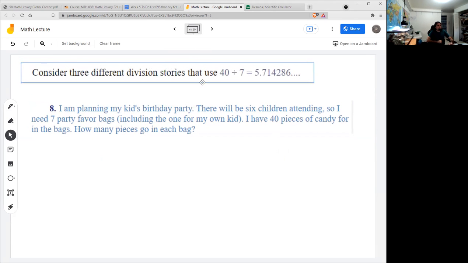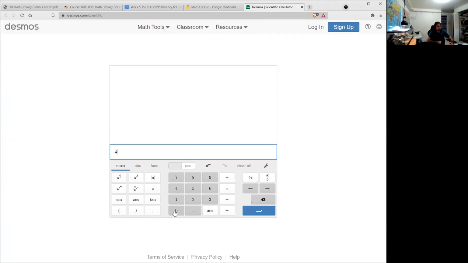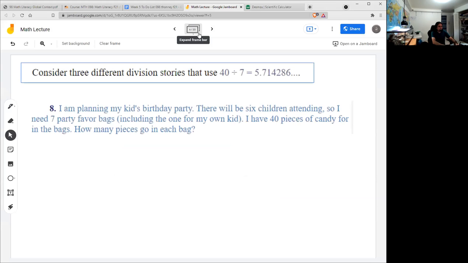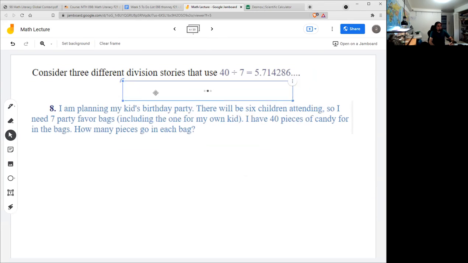If I do 40 divided by 7, I get this long decimal. Most of these digits are garbage. You don't use the Desmos calculator for that. I'll leave that out. I don't necessarily have all of this amount of decimal accuracy.